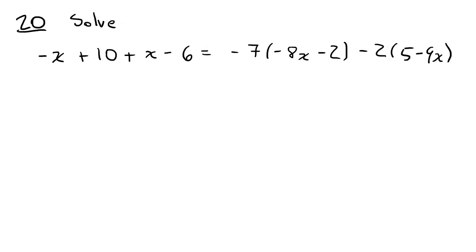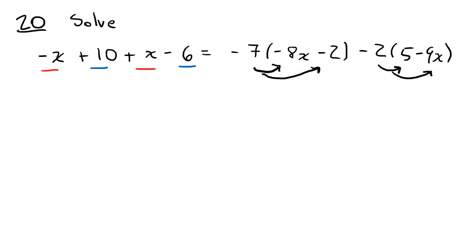Okay, so what we're going to do is look at each side and see what steps we need to take. On the left-hand side, we can obviously combine like terms. We can combine those x's, and we can combine the numbers. On the right-hand side, we see that we have to distribute before we can combine like terms. So we're going to distribute that -7, and we're going to distribute this -2. Let's first do the left-hand side, then the right-hand side.